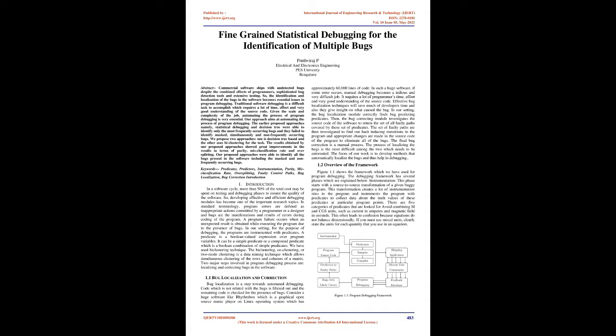We have used the bi-clustering technique. Bi-clustering, co-clustering, or two-mode clustering is a data mining technique which allows simultaneous clustering of the rows and columns of a matrix. Two major steps involved in the program debugging process are localizing and correcting bugs in the software.